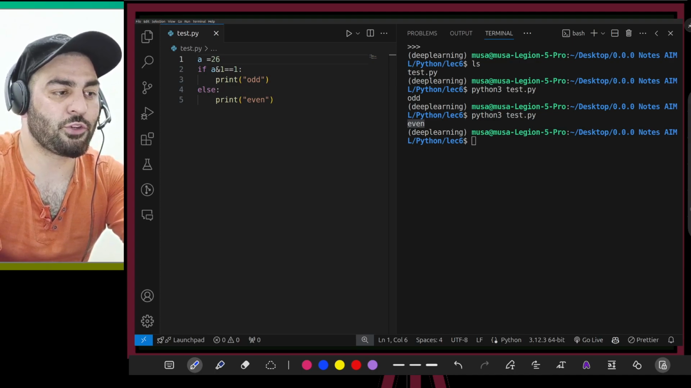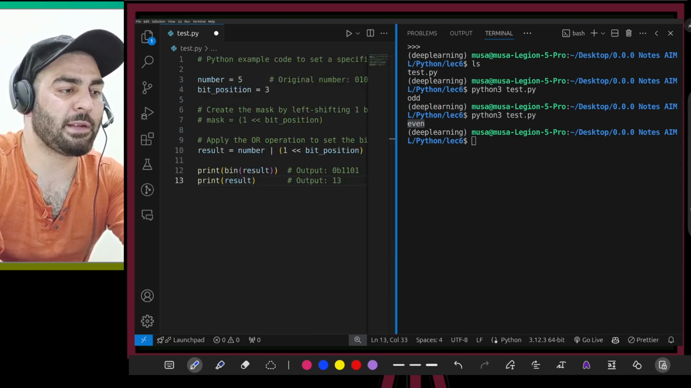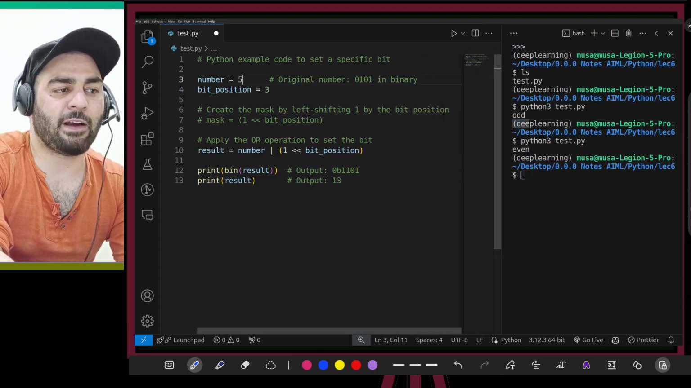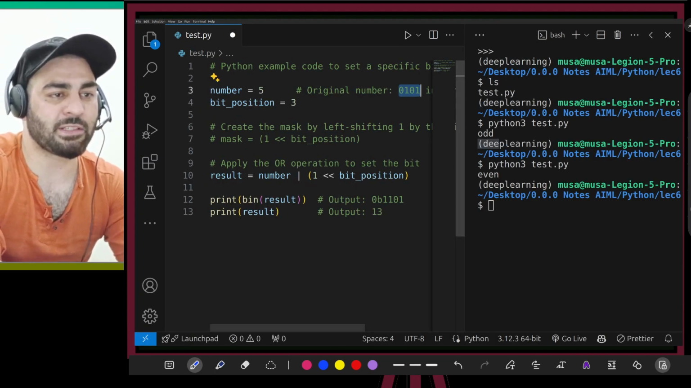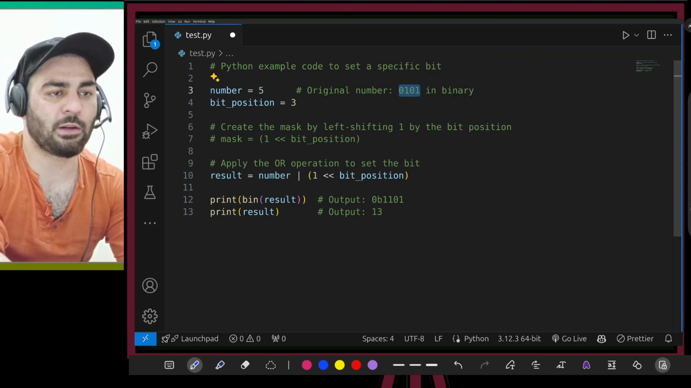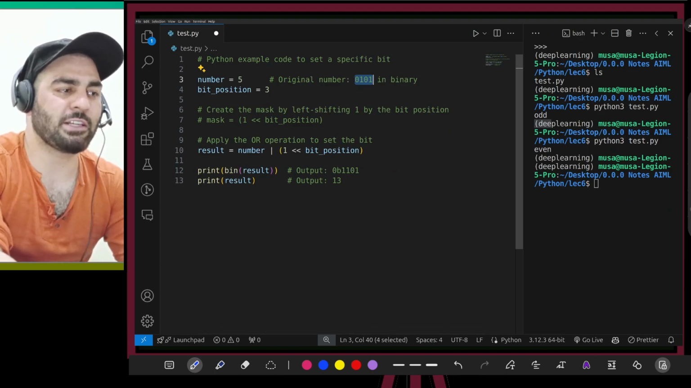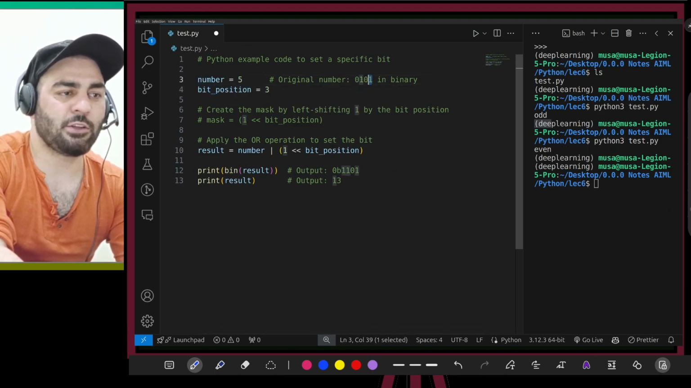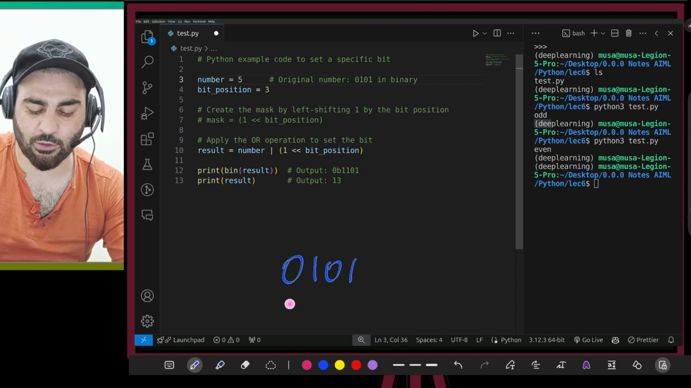Okay, let me show you this. If you can see the code over here, I pasted some lines of code. The first thing is, let's suppose I have the number 5. Number 5 is written in binary like 0101. So this is the binary representation. Now I want the third bit to be set, because this is the 0th, this is the first and second, and this is the third bit. The last bit is the third bit. So here we have 0, 1, 0, 1, and this bit I want to set.